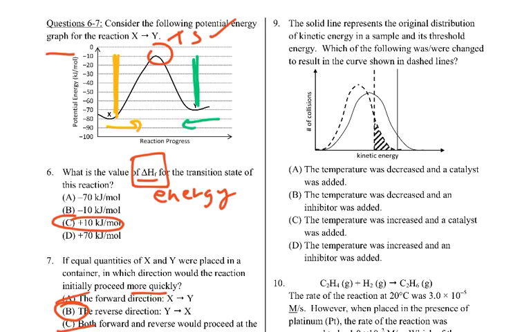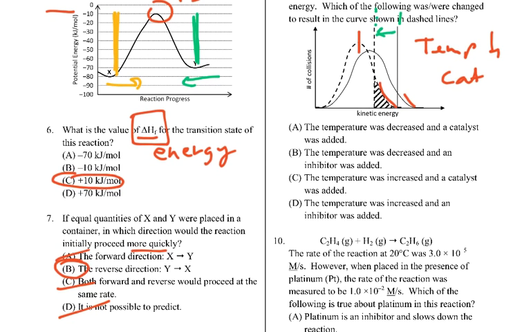Back to here, another picture. The solid line represents the original distribution of kinetic energy in a sample and its threshold energy. Which of the following was or were changed to result in the curve? First off, since we can see that this line here, that's our threshold energy, is now back here, that means a catalyst must have been added. Now the other part: here's our curve, but now the curve is here, so that looks like we now have a lower temperature. Since it's more to the left, it's a lower temperature. So the temperature has gone down, and a catalyst has been added. So we are looking for a temperature was decreased and a catalyst was added. There we are. Answer A.